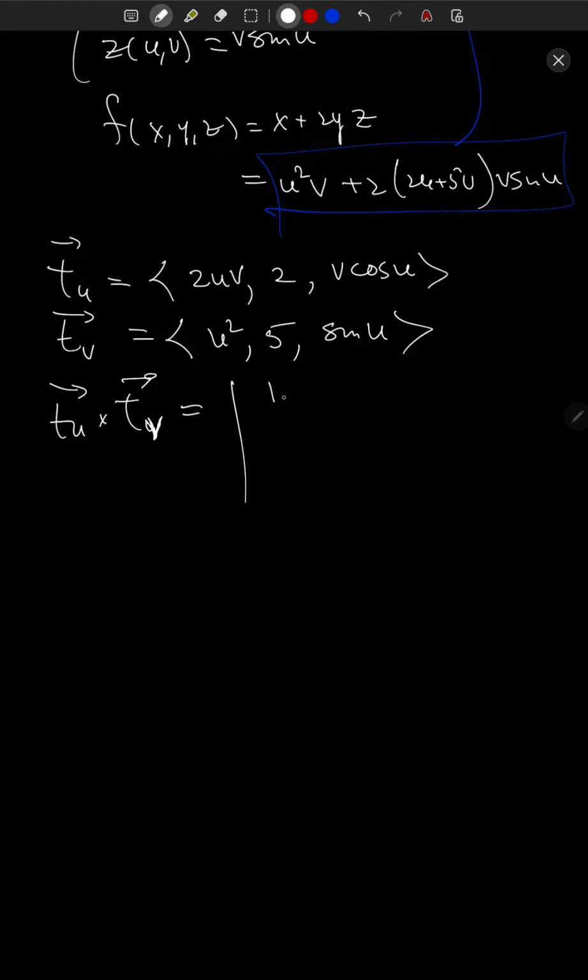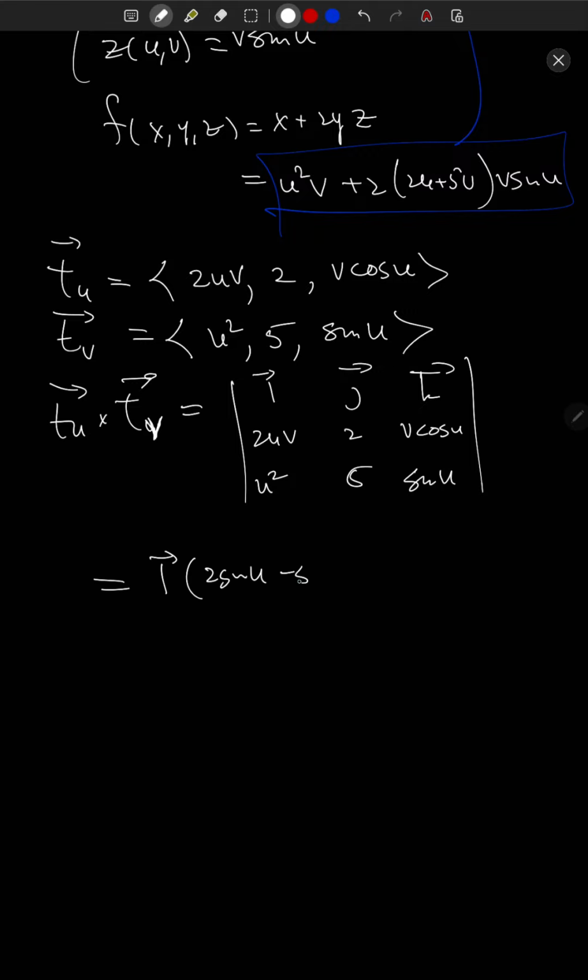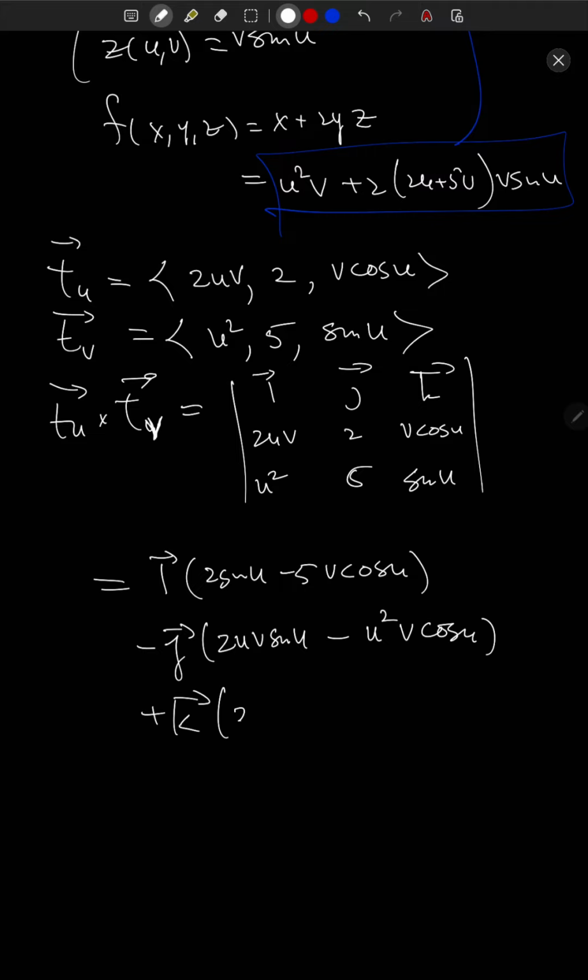That's going to be equal to i, j, k, and this is just brutal calculation at this point. 2uv, 2, v cos u, u squared, 5, sine u, and so that's going to be equal to i times (2 sine u minus 5v cos u) minus j times (2uv sine u minus u squared v cos u) plus k times (2 times 5, so 10uv minus 2u squared).